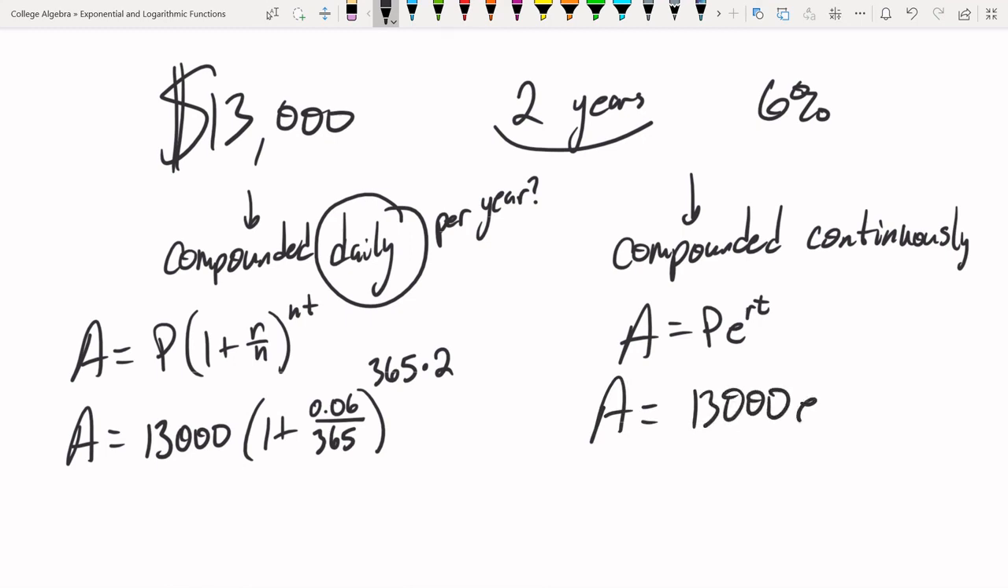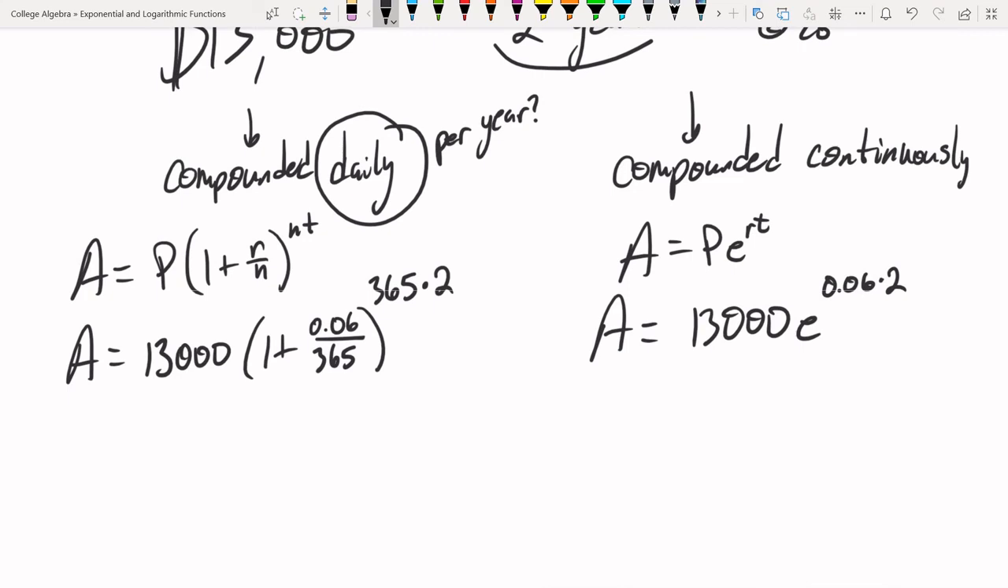This one's simpler. 13,000 times e to the power of 0.06 times 2. Of course, you're going to want to use a calculator for this. It's really not doable by hand. It would take a long time to do it by hand, so don't do it. For this first one, I get 14,657. And this is a dollar amount, so I'm rounding to 2 decimal places.